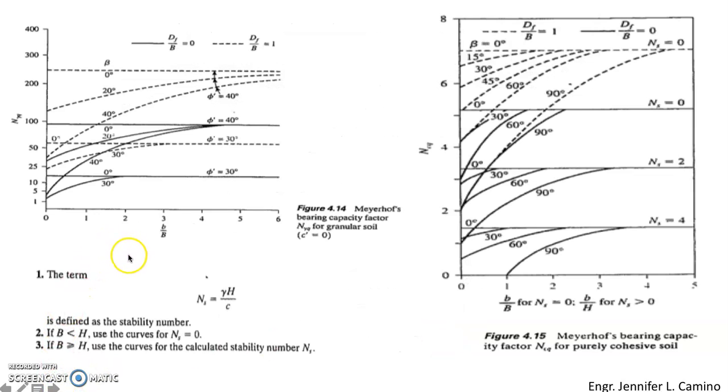So these are some of the bearing capacity factors for granular soil according to Meyerhof, and this is the bearing capacity for purely cohesive soil. For the stability number, we make use of the equation gamma times H all over c, and we have this condition: when H is greater than B, you have the stability number equal to 0. When B is greater than or equal to H, use the curve for the calculated stability number. So you make use of this one.